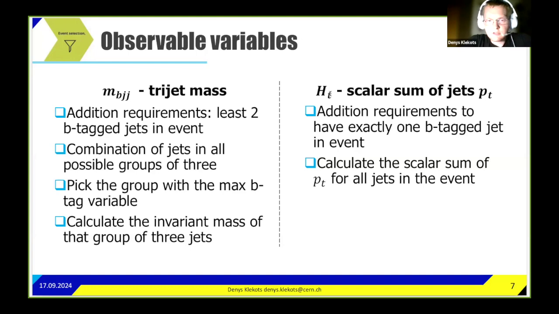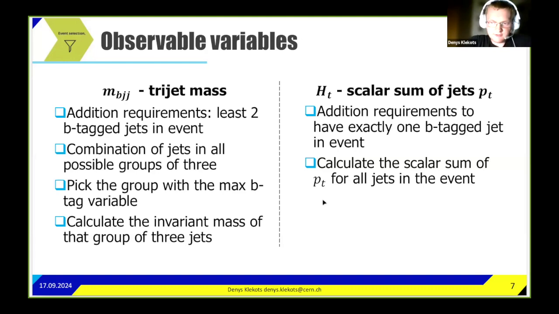The second variable we look at is the so-called HT. It's an additional requirement for the event that we must have not only, but exactly one b-tagged jet. After that, for each of such events, we calculate the scalar sum of transverse momenta, and here is our HT variable.